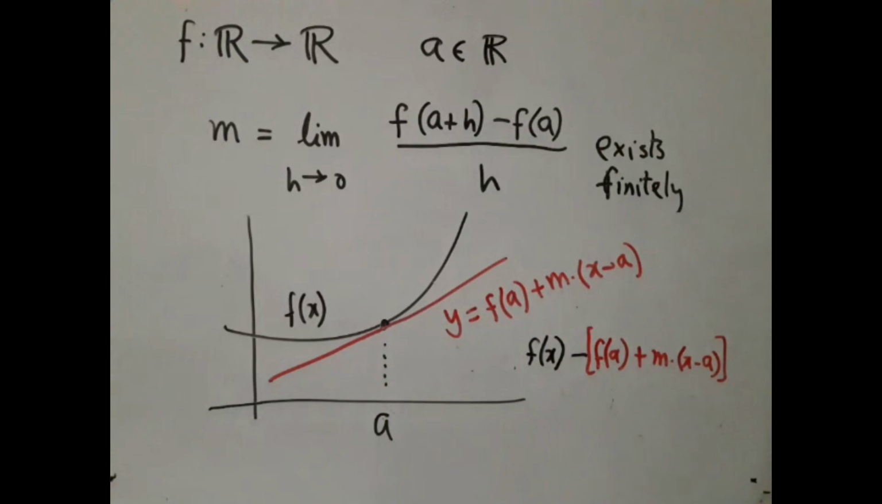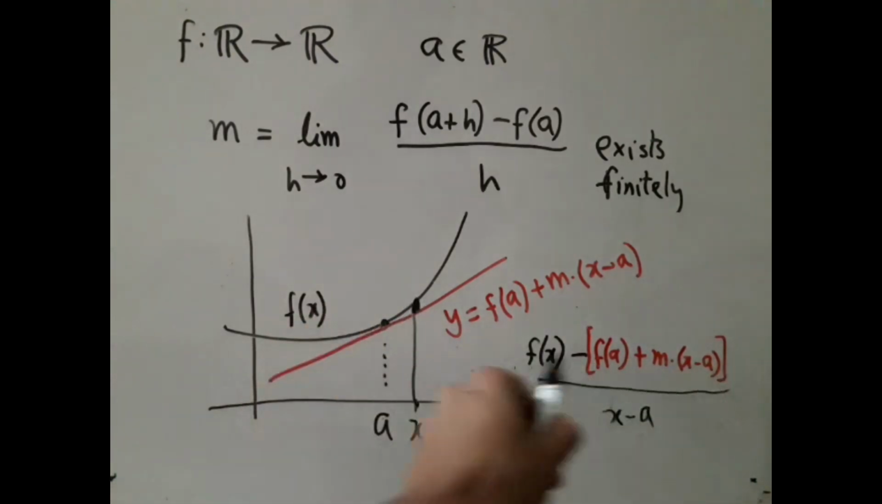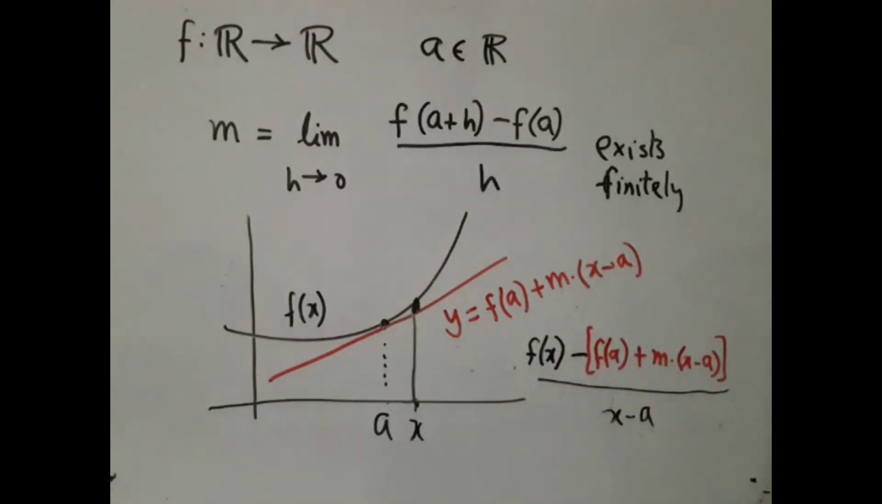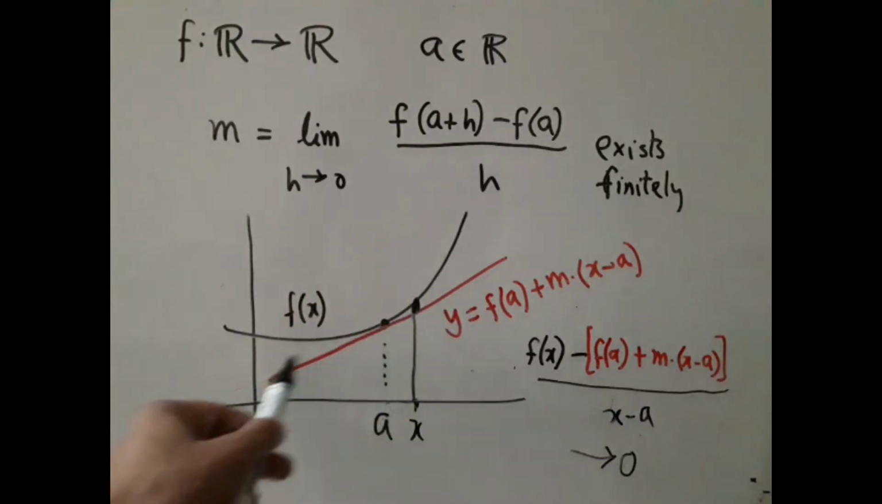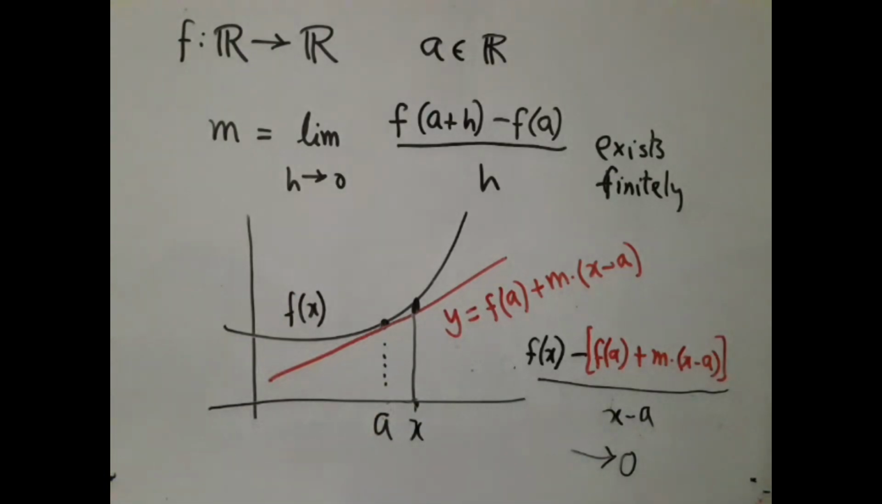They further suggested that I need something stronger. Even if I divide it by the difference x minus a, so here is your x, and then this is what I have shown here, as x comes very close to a, even this thing should go to 0. If that happens, that captures the intuitive idea that this straight line and this curved line are indistinguishable from each other when you restrict your attention to a small neighborhood around a.